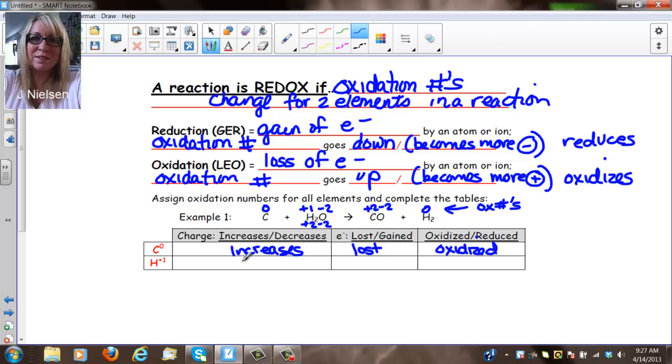H +1, which is right here in H2O, goes to H 0. So my oxidation number is decreasing. And if it's decreasing, that means that it's becoming more negative. So that means that it gained electrons, because when you gain negative charge, you become more negative, and that means it is reduced. Let's do one more example.